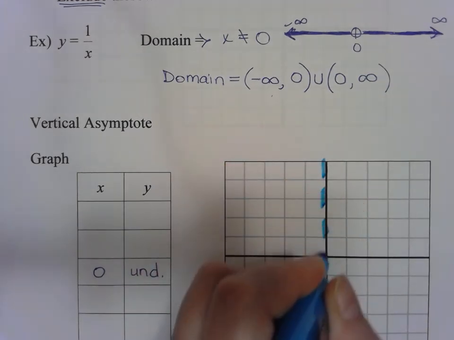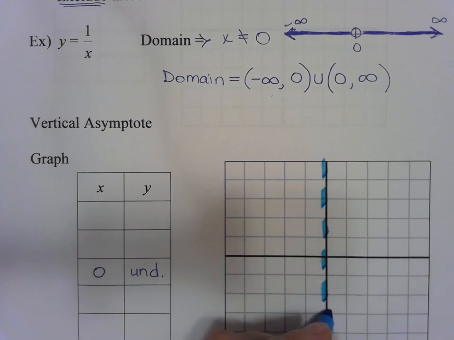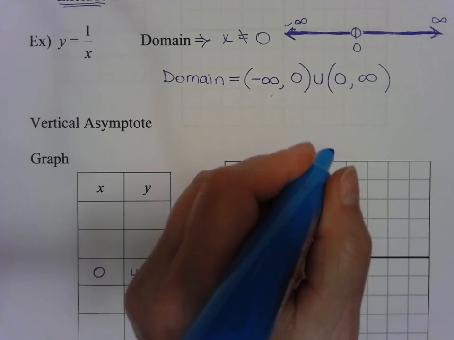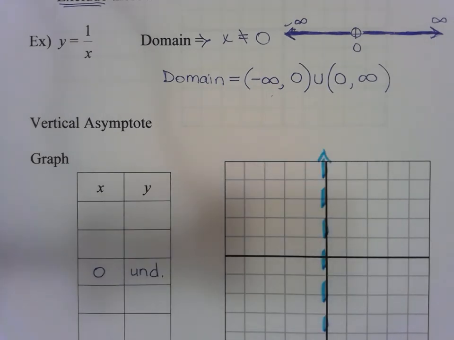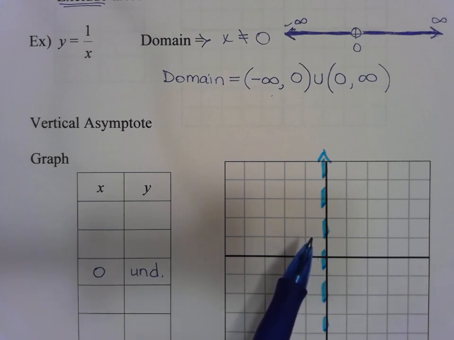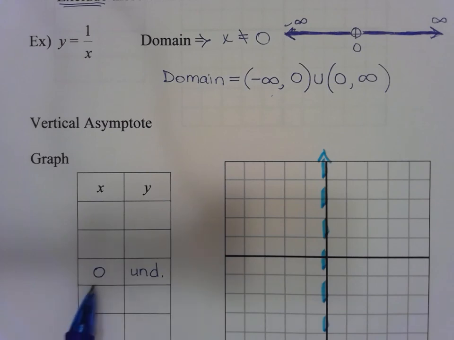But we draw in a dotted line. It's a line, but the line is not actually part of the graph. It's just kind of a guiding line, because the actual graph is going to get infinitely close to this line, but never touch it. It can't touch it because we can't divide by 0, right? And if we did touch it, we would have to plug in x to be 0, and we can't do that.